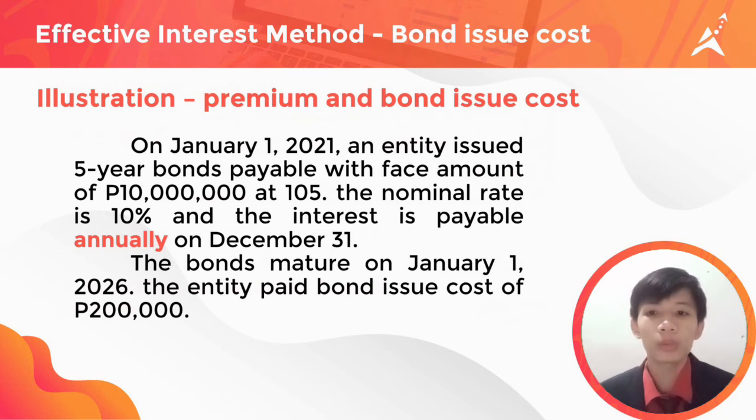On January 1, 2021, an entity issued 5-year bonds payable with a face amount of 10 million at 105. The nominal rate is 10% and the interest is payable annually on December 31. The bonds mature on January 1, 2026, and the entity paid a bond issue cost of 200,000 pesos.